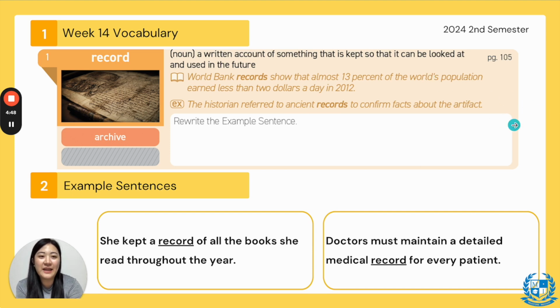Also, as I say every week, please do not forget your homework is also to rewrite the example sentence in this white box. So the one that we just read, the historian, that you have to write here. Okay, so let's go down here.